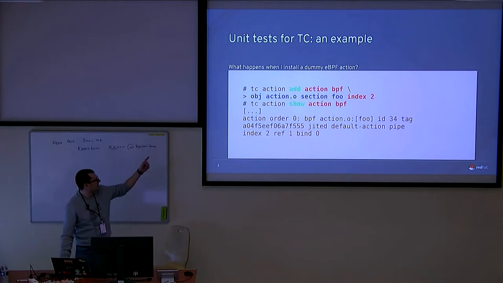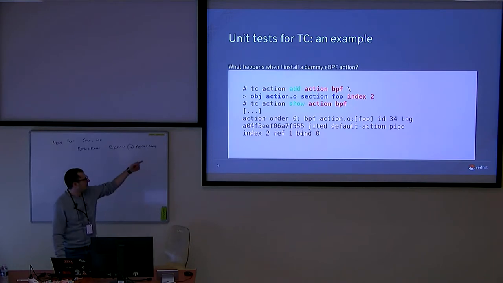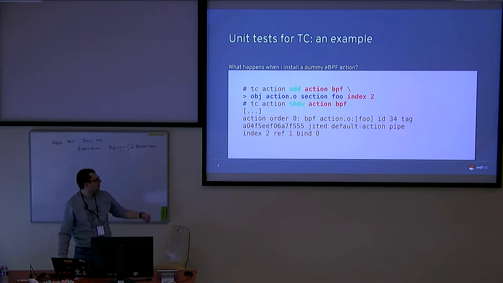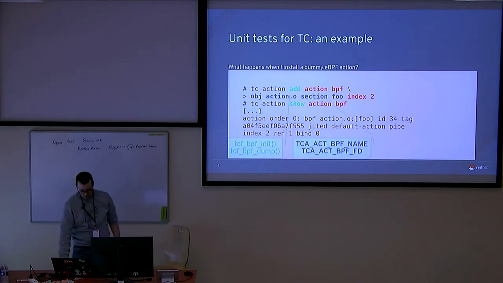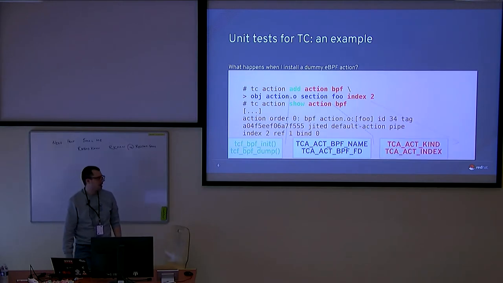So we are doing a TC action add, specifying the program. And then we do a TC action get to see if the program has been installed correctly. We will be invoking these methods in the control path of the action. We will be enclosing in the netlink messages the following parameters which are specific to the BPF action, and we will also use parameters that are common to all TC actions.